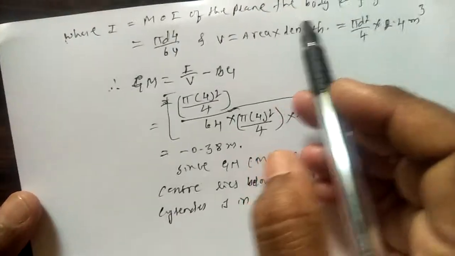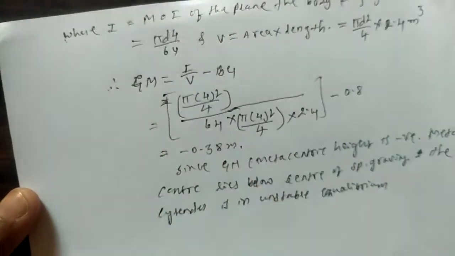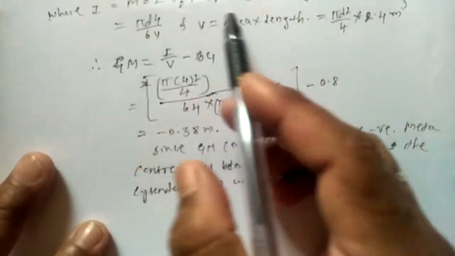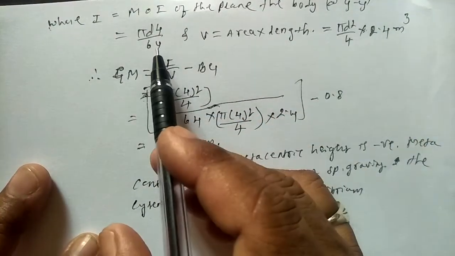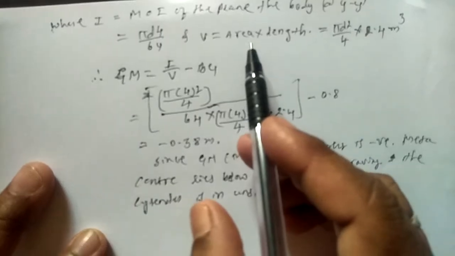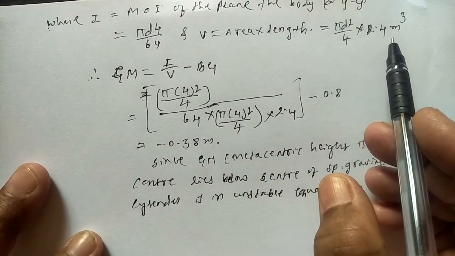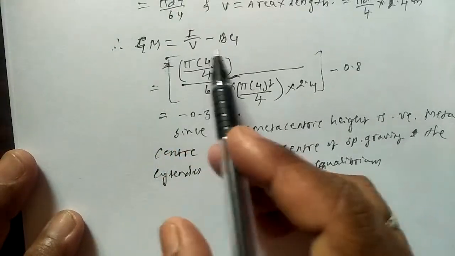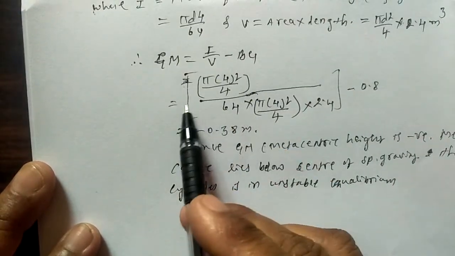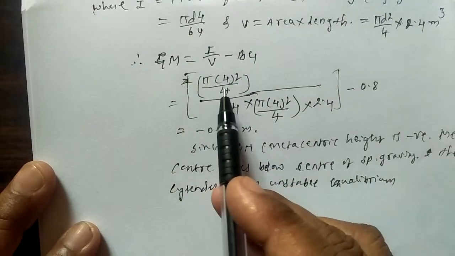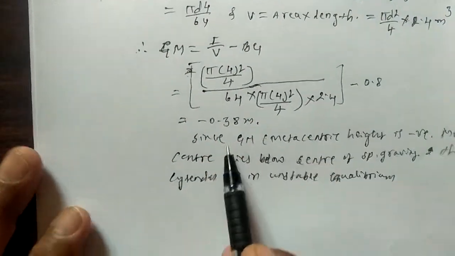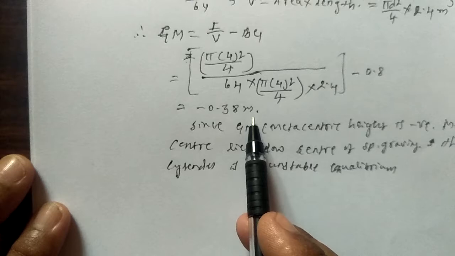Now the metacentric height is given by GM equals I by V minus BG, where I is the moment of inertia of the plane of the body about y, that is pi d to the power 4 by 64, and volume is area into length, area is pi d square by 4 into 2.4 meter cube. You know the equation. So according to that, by putting in the given values in this equation, we get the final answer of minus 0.38 meter.